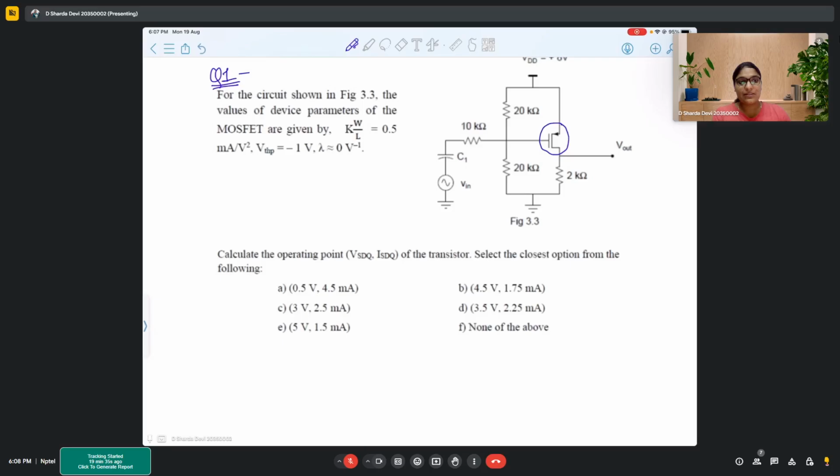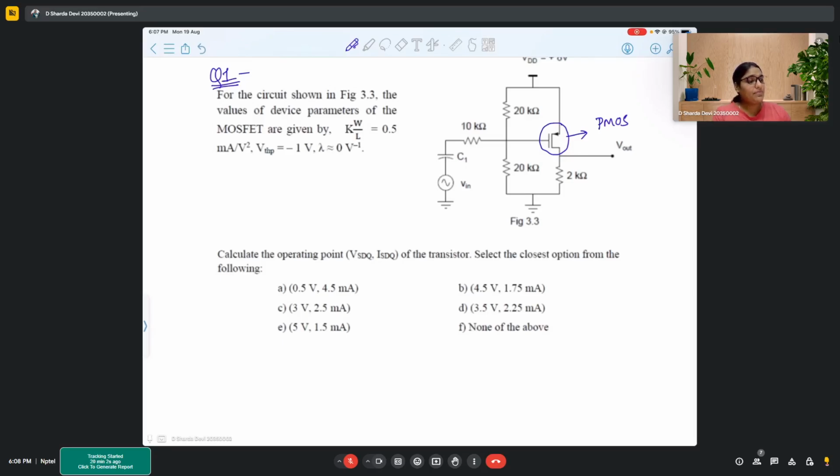Common source. Okay, so maybe I'll answer this. So this is a PMOS. How do you know it is a PMOS? Because current is going inside the terminal. If current goes inside the terminal, then it is a PMOS. If current comes out of the terminal, then it is an NMOS. We discussed it last week.